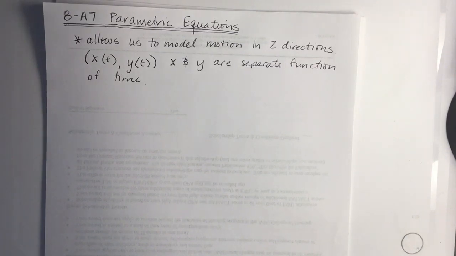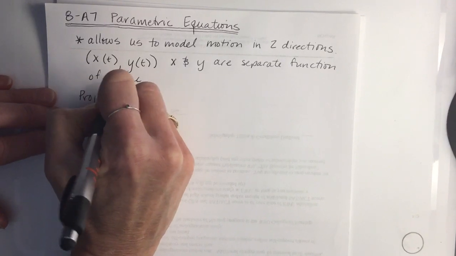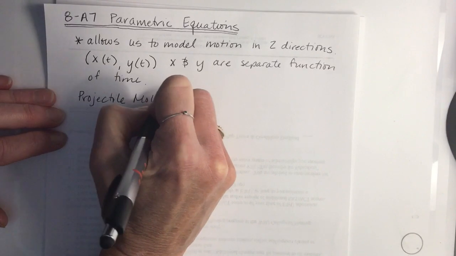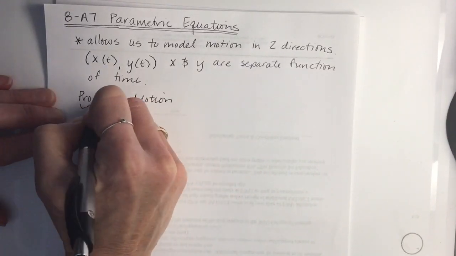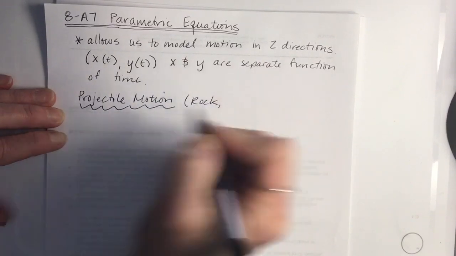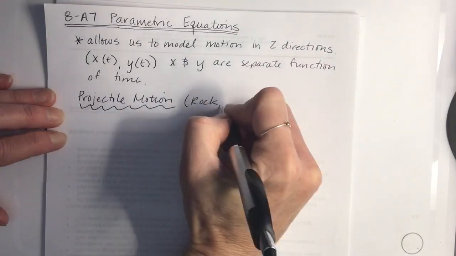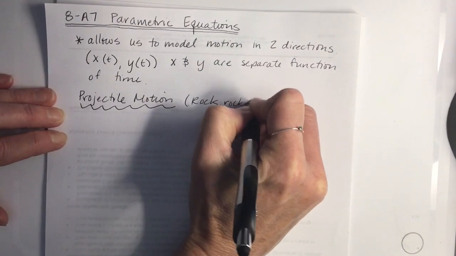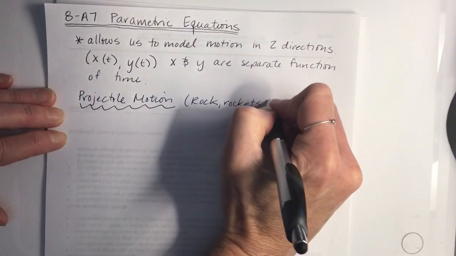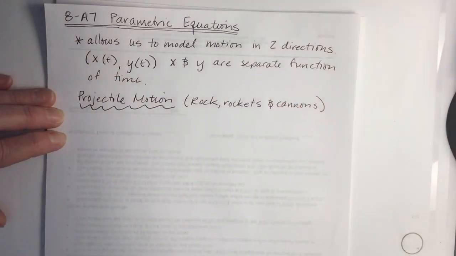So now we can do projectile motion. What do I mean by projectile? Projectile motion. So like Mrs. Owen throws a rock, right? Rock, or rocket, not just straight up and down, but now a rocket can go both in the x direction and the y direction. So rocks, rockets, and of course cannons or something, right? Something like that.